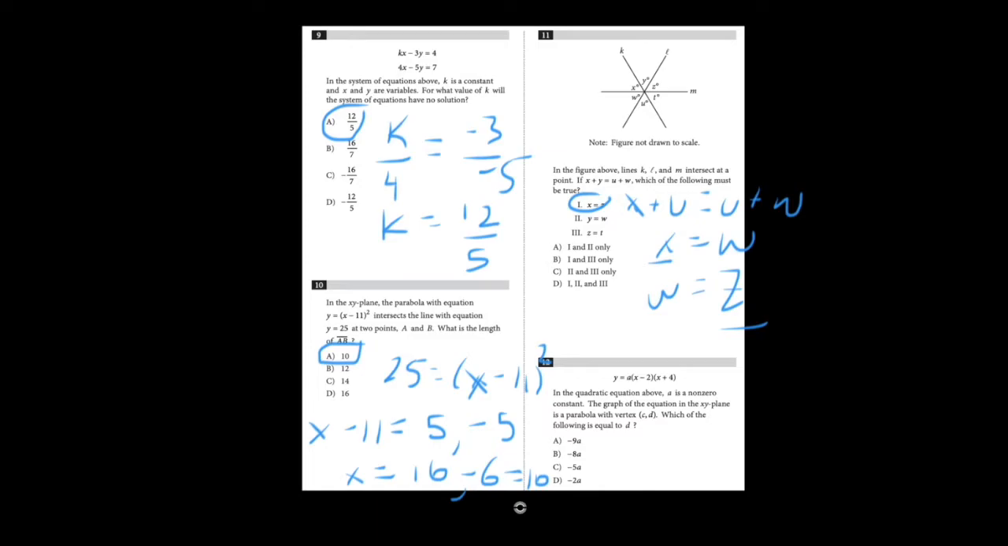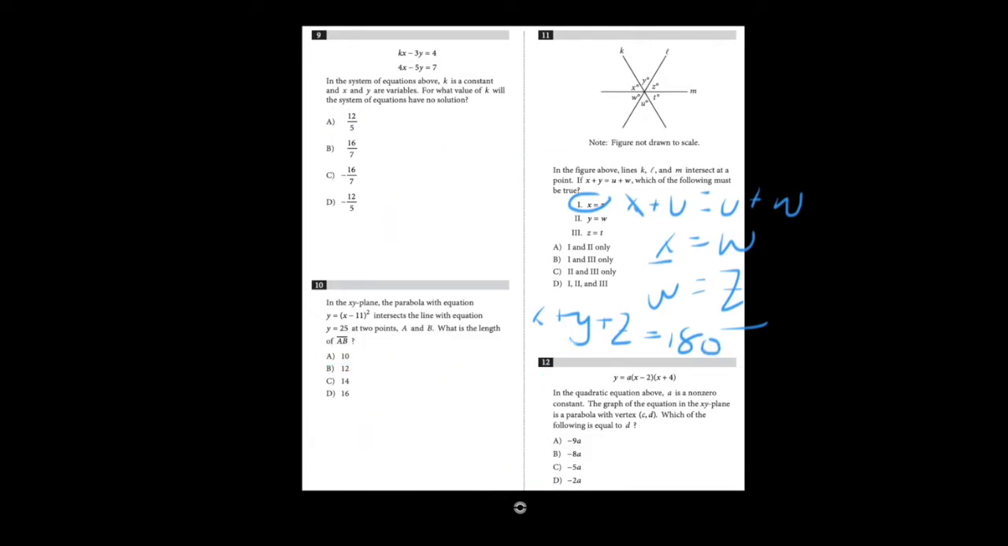Now our final statement is that z is equal to t. So we know that x, y, z is 180 degrees. That's a straight line. This is 180 degrees. So x plus y plus z equals 180. Let me clear some of this stuff up. Okay, so x plus y plus z equals 180. w plus u plus t is also 180. That's on the other side. So we know that x plus y plus z is equal to w plus u plus t. And so when we subtract the sides from the given equation, we're given x plus y equals u plus w.